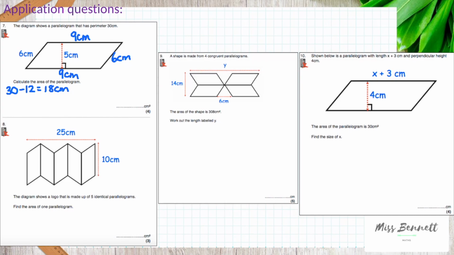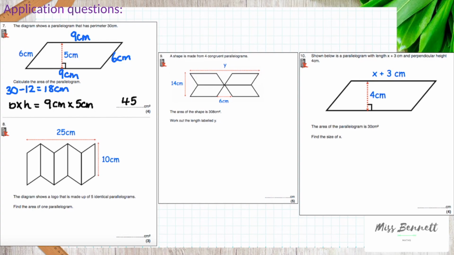The question is asking us to calculate the area of the parallelogram. Well, the area of a parallelogram is the base times the height, which would be the base of 9 multiplied by the perpendicular height, which is 5. 9 multiplied by 5 gives us 45 centimetres squared. On to the next question.